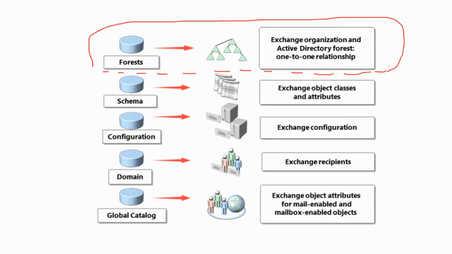Now the configuration partition contains configuration information. So for the configuration, we have configuration information for Active Directory services, servers, and applications, including Active Directory site-to-site link information. So this is for the configuration.